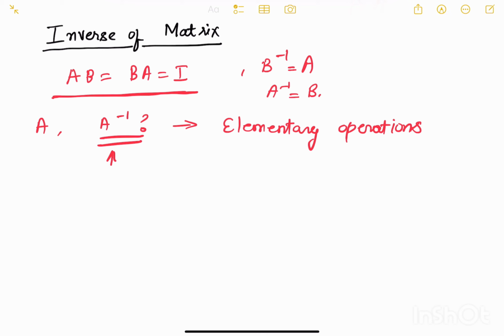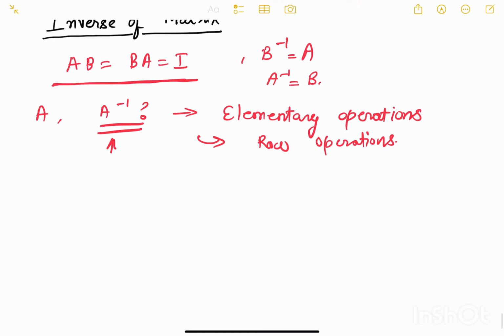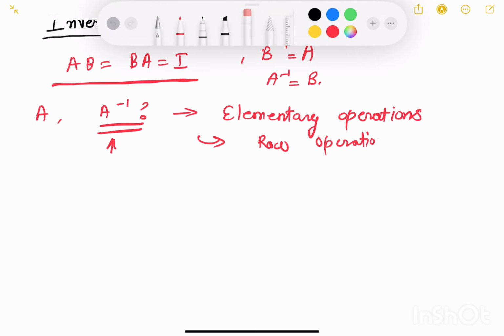As a note, just remember that I will be using row operations only. I will not do column operations because row operations are way easier to do. So, this lecture will only consist of my row operations to find the inverse of a matrix.